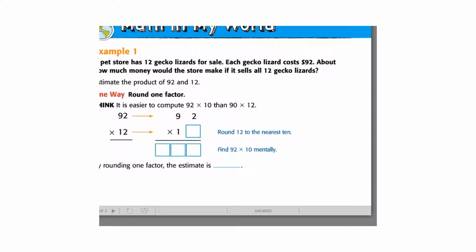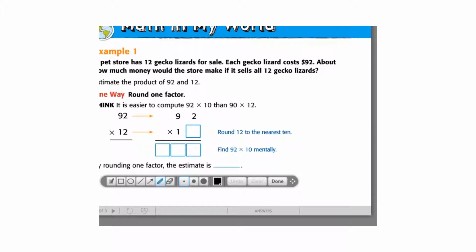So example number 1 says that a pet store has 12 gecko lizards for sale. Each gecko lizard costs $92. About how much money would the store make if it sells all 12 lizards? So the problem is 92 times 12.